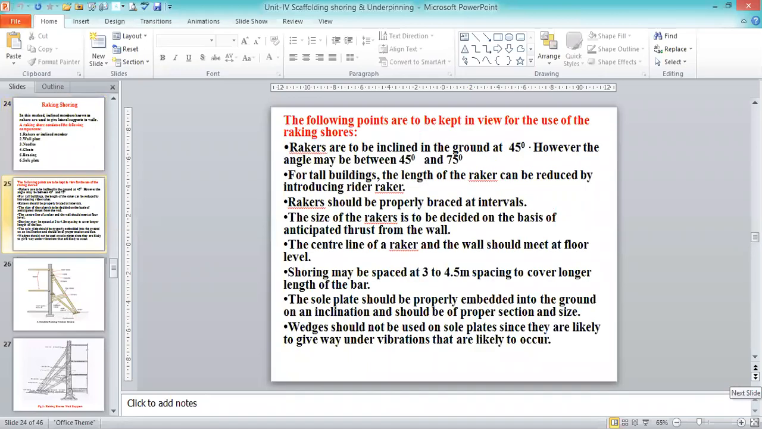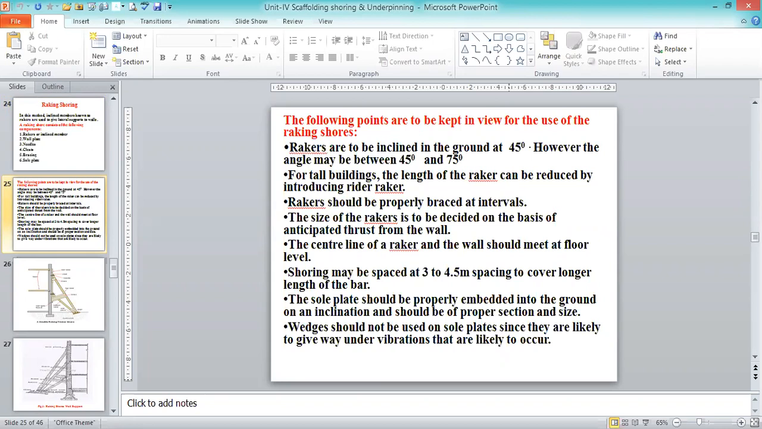Then how do we design or provide the racking shore? The following points are to be kept in view for its use. The first point is that rackers are to be inclined to the ground at 45 degrees. The minimum angle is 45 degrees, and the maximum we can go for is 75 degrees.